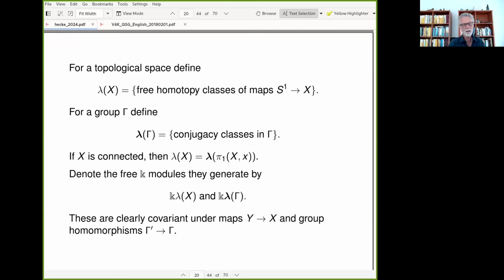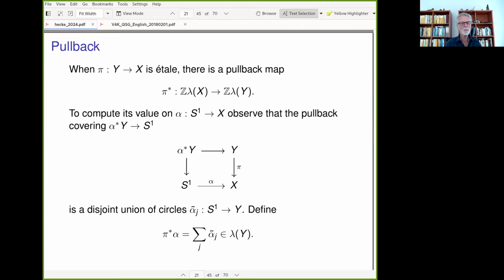Okay, so now let's denote the free K module they generate by these symbols. I should say why I chose lambda. I chose lambda because lambda is the Greek letter for L, and L stands for loops. Anyway, these invariants are covariant under maps from, say, Y to X, or homomorphisms from gamma prime to gamma. They behave well. All right, so what about pullback?